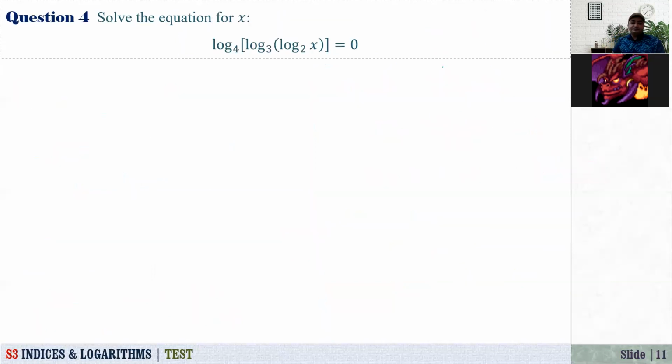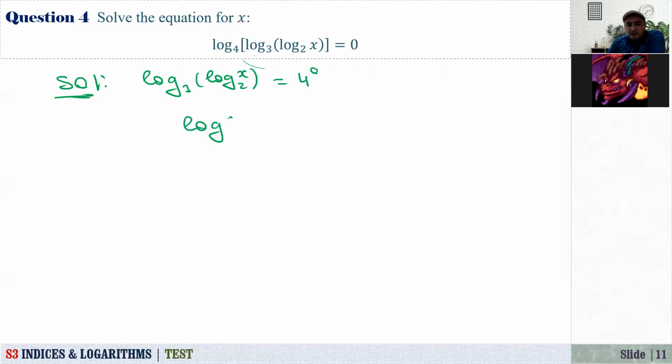All right, let's continue. Solve the equation. Last time we did a similar one, right? I just start from here. This part should be equal to this log. Here we have 3 in the base, and log of x to the base of 2 is equal to 4 to the power of 0, which is equal to 1. Now from here, logarithm of x to the base 2 equals 1. So then what is x? x equals 2 cubed, that's equal to 8. So the solution of this equation is 8.